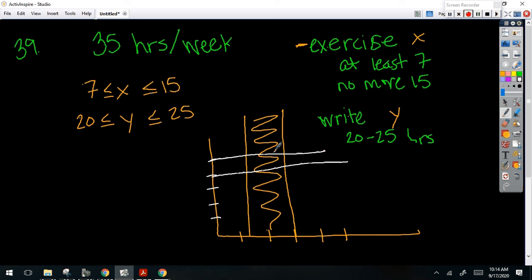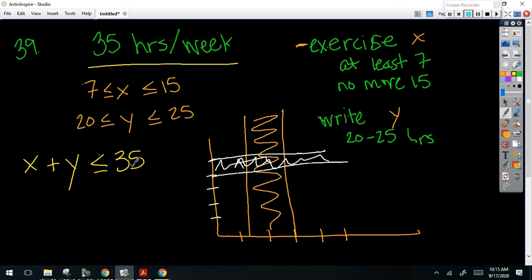So 35 hours per week is the most that he can spend. So the number of hours exercising plus the number of hours writing has to be less than or equal to 35. And this is an easy one to graph because both of my intercepts are 35. So I'm going to go 5, 10, 15, 20, 25, 30, 35, and 5, 10, 15, 20, 25, 30, 35. I'm going to connect these, and I would shade down on this one.